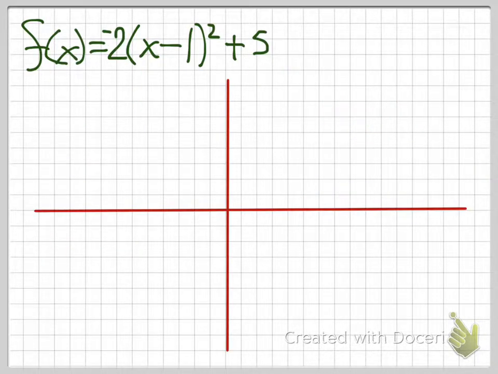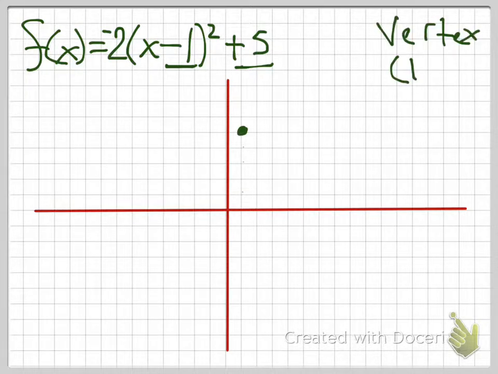Okay, so I'm going to go through this little equation. This one has a little bit of everything. I'm going to try to go through it a little slowly, but cover everything. I can already tell this number right here tells me I've got to go to the right 1 and then up 5. 1, 2, 3, 4, 5. There is my vertex. So my vertex is at positive 1, positive 5.